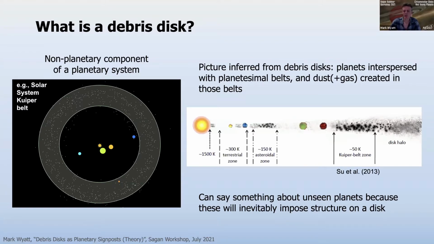And the picture we built up from observations of debris disks over the years is that many nearby stars have Kuiper belts, like belts of planetesimals at tens of AU. They also have a halo of small dust extending beyond that. They may have planetesimal belts in their asteroid-like zones. They may have dust in the habitable zones, and interspersed within these dusty regions are putative planets. We can tell something about the existence of these planets, because if there are planets in the disks, then we know that they will impose structure on the debris disks. And the purpose of this talk is to tell you how they'll do that.